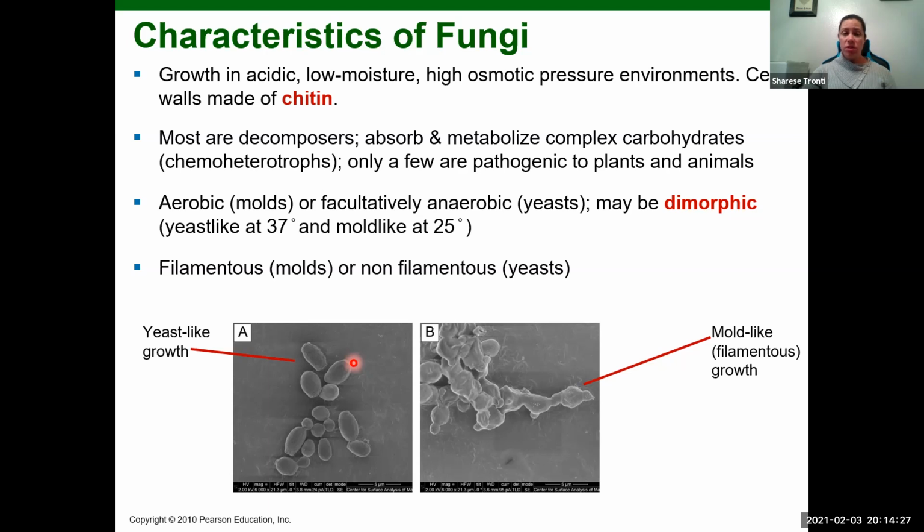Another difference between molds and yeasts is whether they're aerobic or not. Molds on this side are aerobic, whereas yeasts are facultatively anaerobic. Facultatively anaerobic species, remember, can undergo aerobic and anaerobic respiration. Other species are what we call dimorphic. So they can be a little bit more yeast-like at body temperature and more mold-like at room temperature.